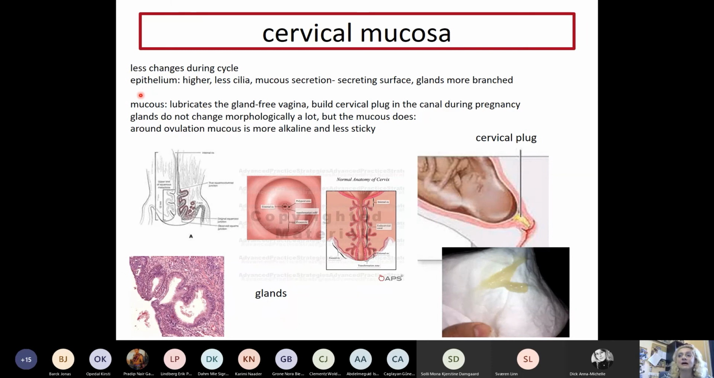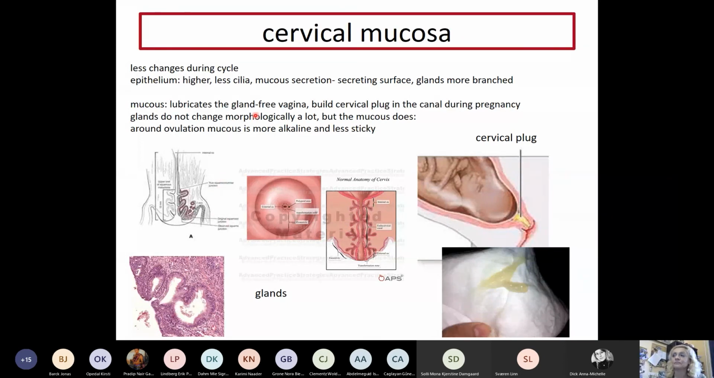The epithelium is higher, with fewer cilia. We have mucus secretion, as I already said. Very important, this mucus is for moisturizing the vaginal wall as well. And the glands here are much more branched than the corpus glands, where we only saw some branches at the very basal part. So here you can see these big branched glands in our slide. Some of them can be so big that even cysts are formed.